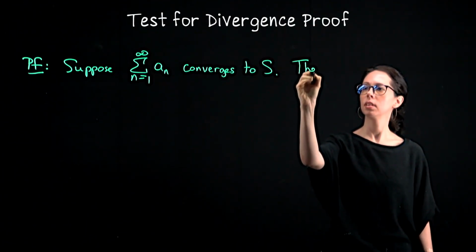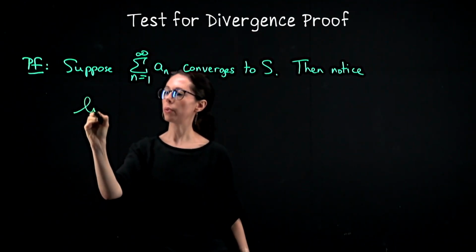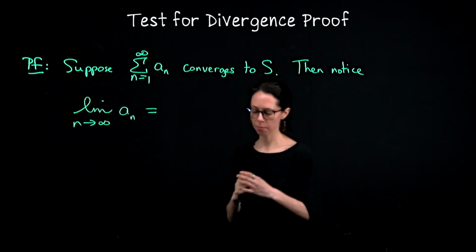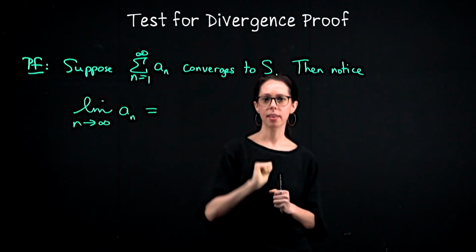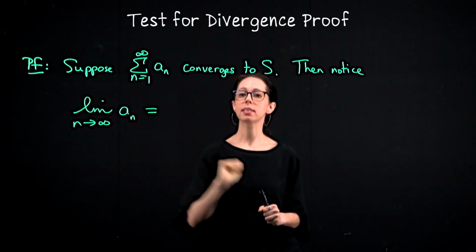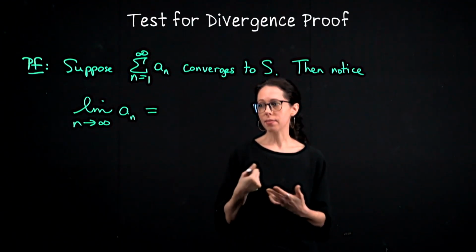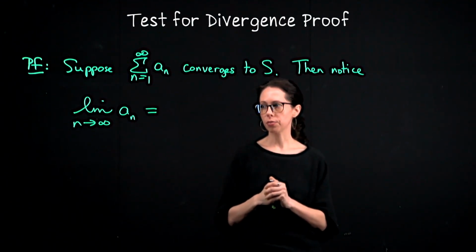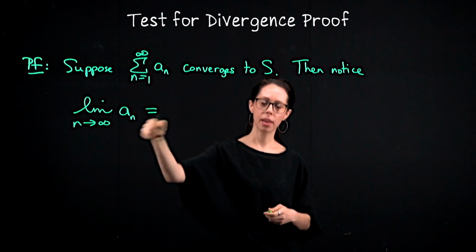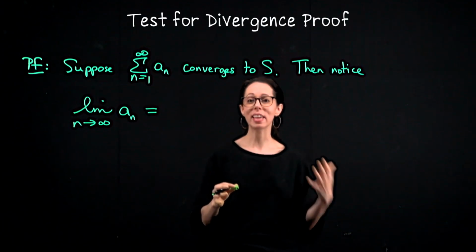Then notice that the limit of a sub n, the limit that we're interested in, let me pause here. With my hypothesis that the series adds up to a number I'm calling s, I want to now prove that the limit of this term, a sub n, these terms that we're adding together, must go to 0. Once I've shown that the limit is 0, we're done with the proof. Here's what I'm going to do: take this nth term and recognize it as the only thing different between the n minus 1th partial sum and the nth partial sum.